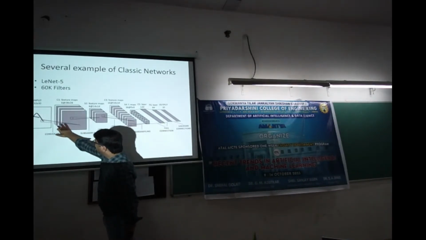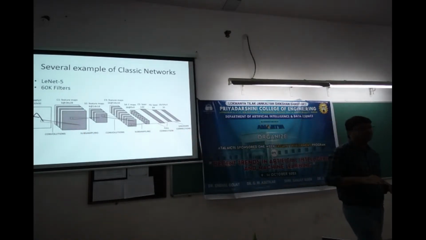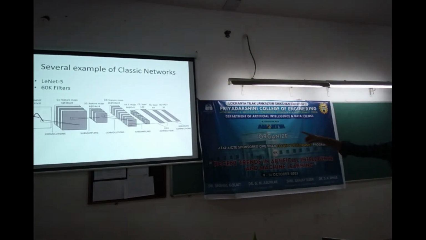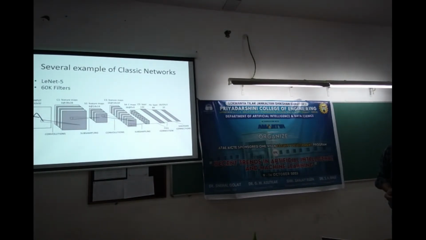1, 2, 3, 4, 5, 6. Why 6 channels? Because we are applying 6 filters. If we would have applied 60 filters, then the depth would be 60. After this first convolutional layer, we are having max pooling: 28 is converted into 14. Then another convolutional layer: 14 is converted to 10. Why? 14 minus 5 plus 1. It is nothing but 10.